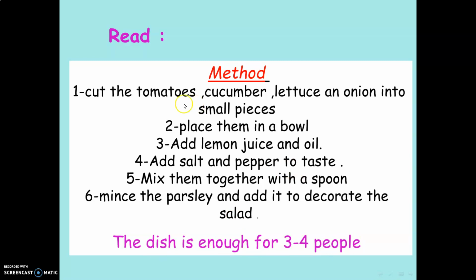Again, girls, listen to me again. The method of a salad recipe. Number 1, cut the tomatoes, cucumber, lettuce, and onion into small pieces. 2, place them in a bowl, add lemon juice and oil, add salt and pepper to taste, mix them together with a spoon, mince the parsley and add it to decorate the salad. The dish is enough for 3 or 4 people.